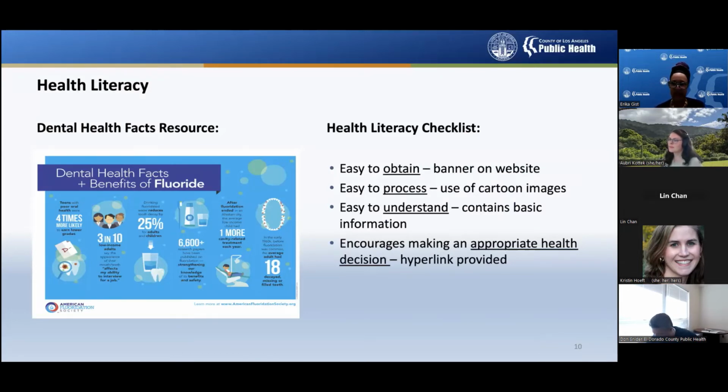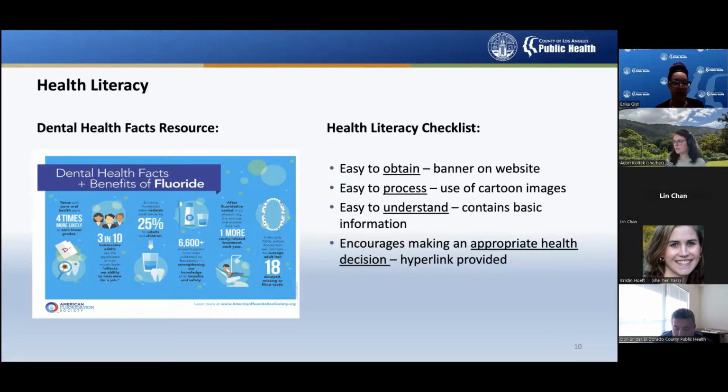Health literacy can be defined by Healthy People 2020, actually going into 2030, excuse me, as the degree to which individuals have the capacity to obtain, process, and understand basic information and services needed to make appropriate health decisions. As you can see here, this is one of the flyers that was placed on our website, in the form of a banner. So in the form of health literacy, we were able to allow individuals to easily obtain this information. Once again, it was in the form of a banner.